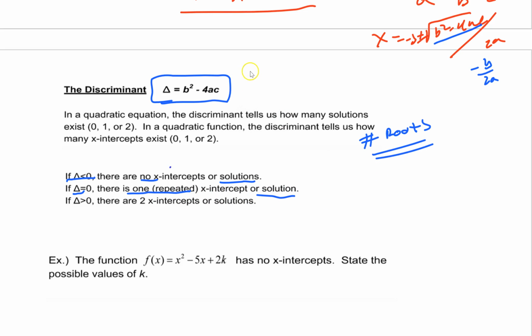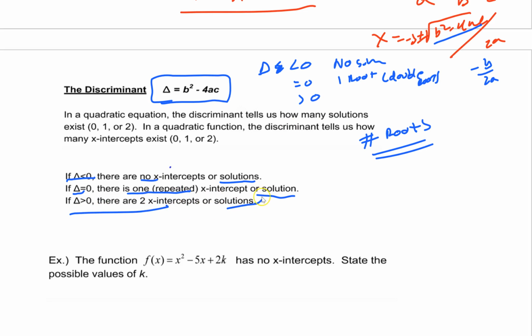So basically, if that is negative, there's no solution, no roots. If it equals 0, there's one root. Sometimes it's a double root, or it's the same root. And then if it's positive, that's the normal one. You get plus and minus, then there's two solutions. And that's the gist of it.